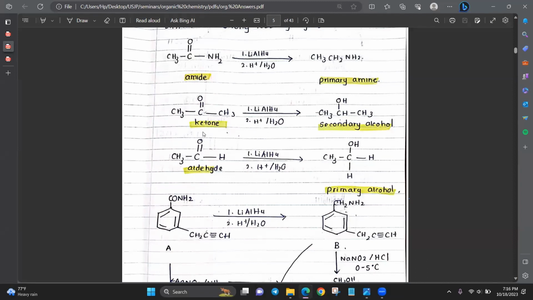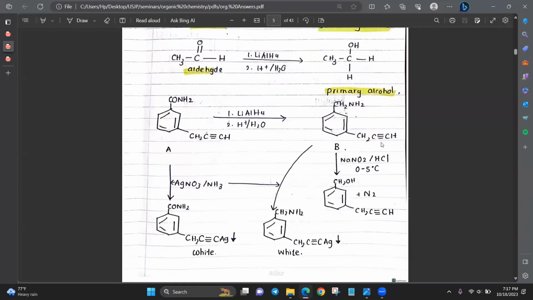So ketone means it will give us a secondary alcohol. Aldehyde means when it reacts with lithium aluminum hydride, it will give us primary alcohol. Right, so now we'll take the first molecule. So when we take the first molecule and we reduce it, now what will happen?